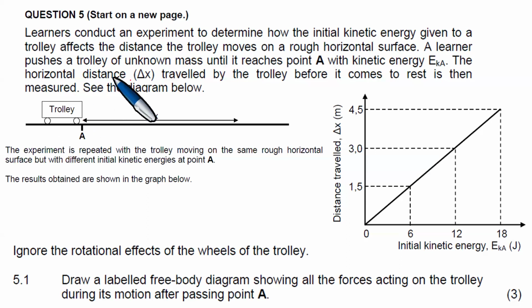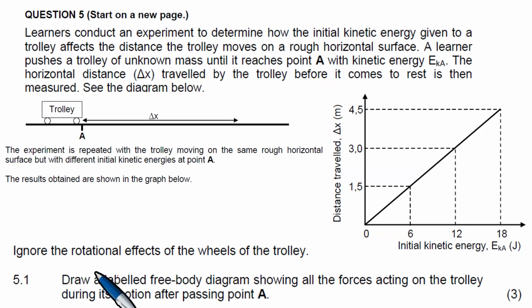A learner pushes a trolley of unknown mass until it reaches point A with kinetic energy EKA. The horizontal distance traveled by the trolley before it comes to rest is then measured, see the diagram below. Here the trolley travels the distance delta x, and obviously this is in the same class of questions as the track we just discussed. Now the experiment is repeated with the trolley moving on the same horizontal surface but with different initial kinetic energies at point A. The results obtained are shown in the graph.